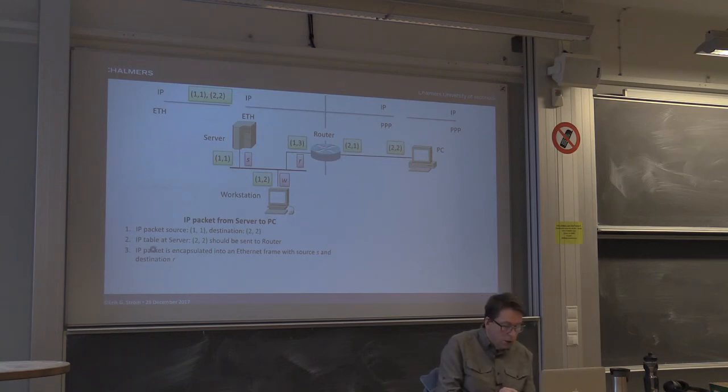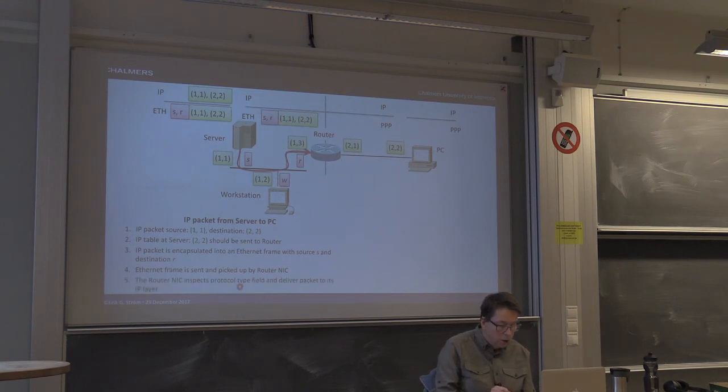Okay, so the IP table says, okay, this should be sent to the router, and then we encapsulate that into an Ethernet frame, and the Ethernet frame should have a source S because it goes from the server, and it should have a destination R because that's the router. Okay, so we form an Ethernet frame like this, IP packet, and then from server to router. The Ethernet frame is transmitted over the Ethernet here and is picked up by the router. So the router now has the frame like this and starts to process that.